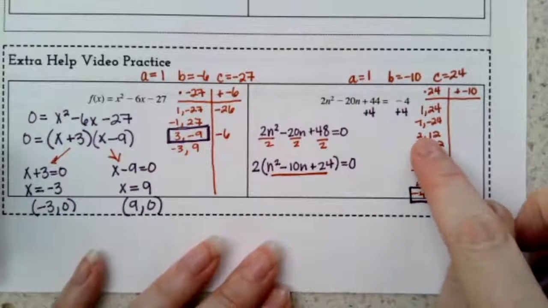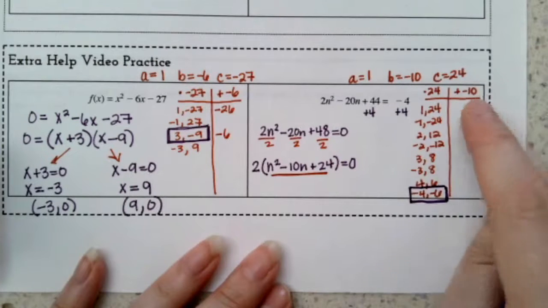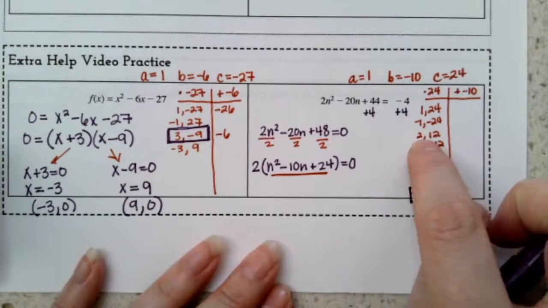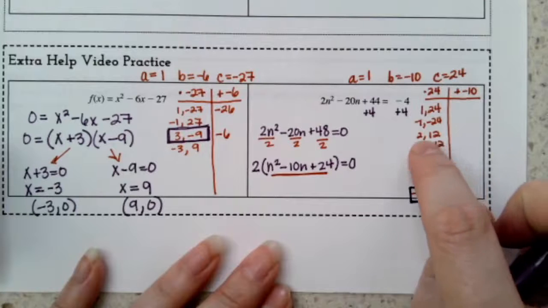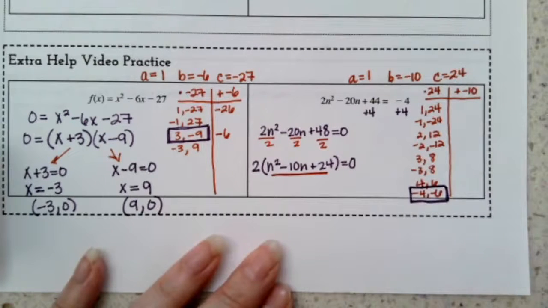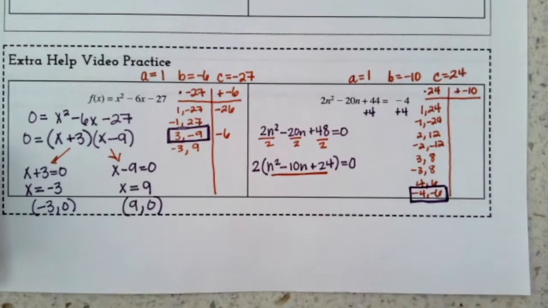Be very careful when you get to 2 and 12. A lot of people are like, oh, 2 and 12 can make 10, but only if they're opposite signs. And you can see 2 and positive 12, those are 14, and then this one would be negative 14. So just don't get caught up in that mistake.